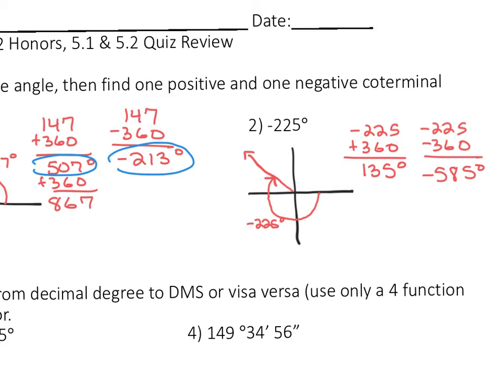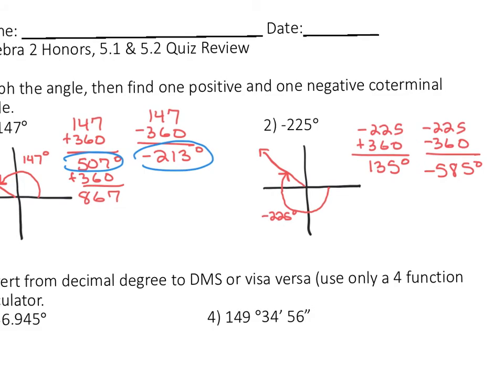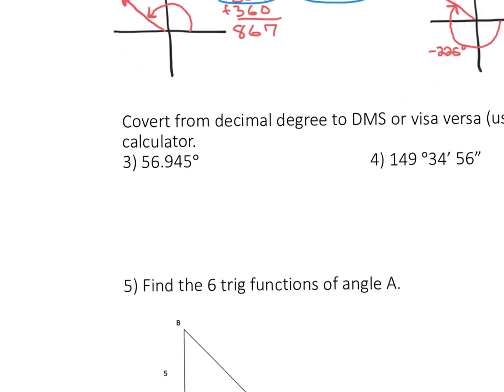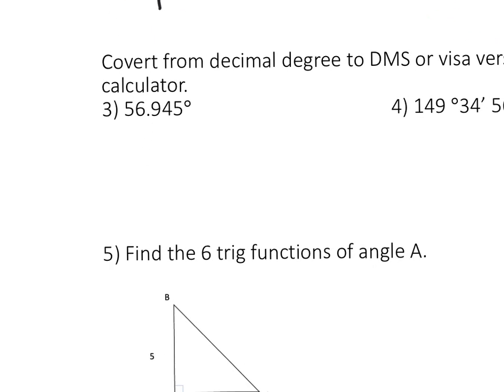This was from 5-1. Now we're going to convert between a decimal degree to degrees, minutes, and seconds, and vice versa, degrees, minutes, and seconds to a decimal degree. This is where you can use your calculator for the multiplying and dividing by the 60 and the 3,600. So for the first one, this is a decimal degree. We are going to convert it into degrees, minutes, and seconds.